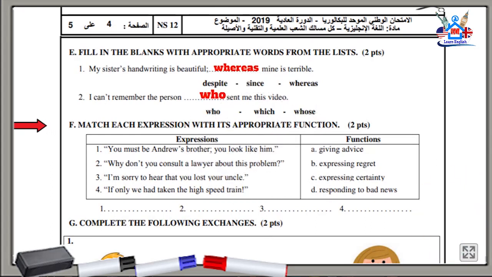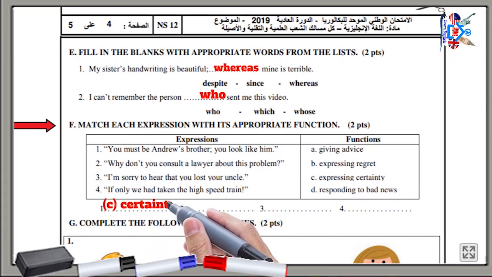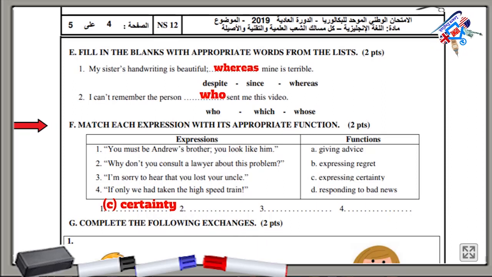Okay, time is up. What did you choose for 1? You must be Andrew's brother, you look like him. Is it giving advice, expressing regret, expressing certainty, or responding to bad news? C. It's expressing certainty. You must be. Okay, not obligation, but certainty. Must can express both obligation and certainty.